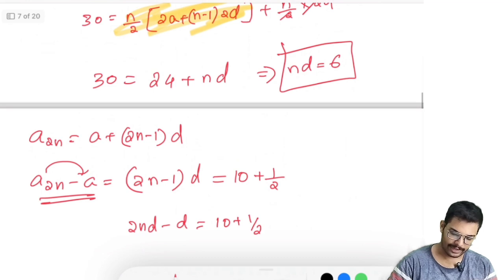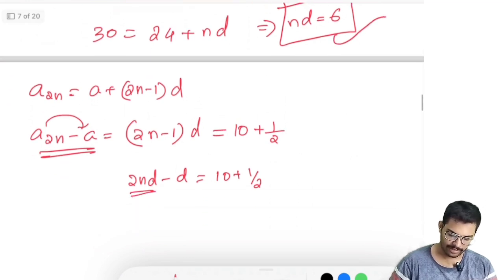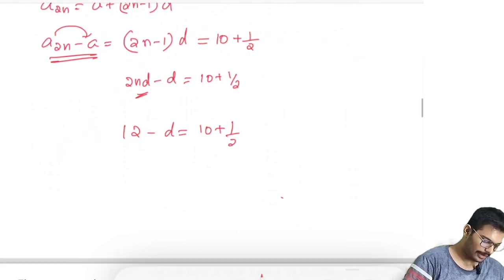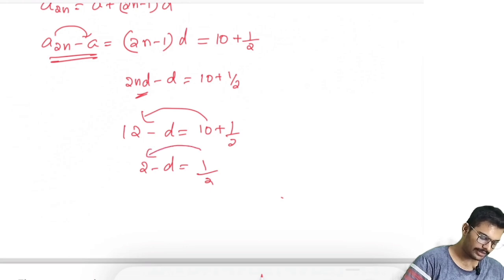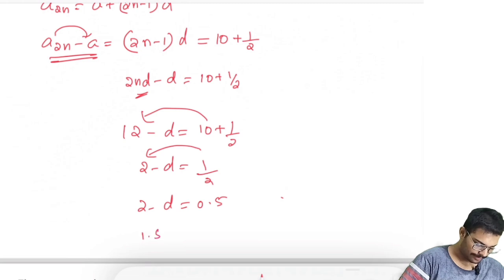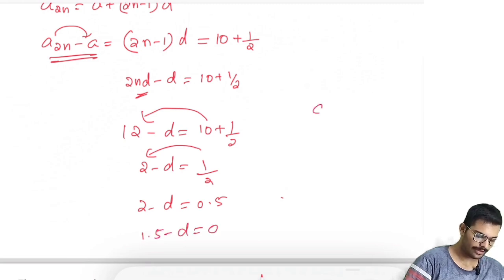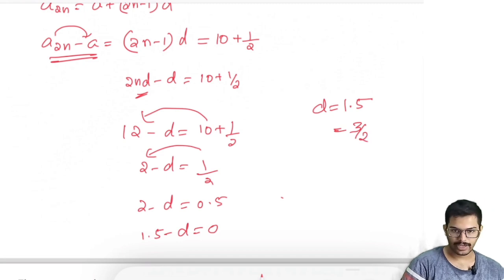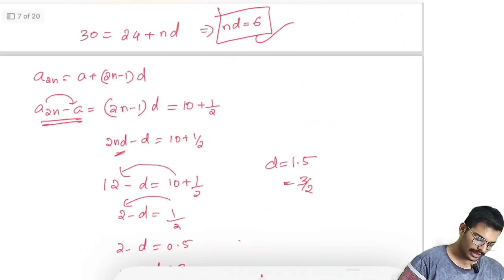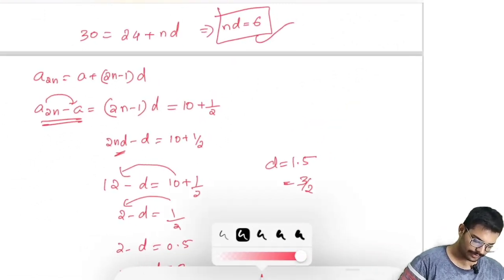What is the value of nd? nd equals 6, so 2nd equals 12, and 12 minus d equals 10 plus half. When you subtract the 10, it will be 2 minus d equals half, which is 0.5. So 2 minus d equals 0.5, and when you subtract, 1.5 minus d equals 0, which means d equals 1.5 or 3 by 2. Now, nd equals 6, so what is the value of n?